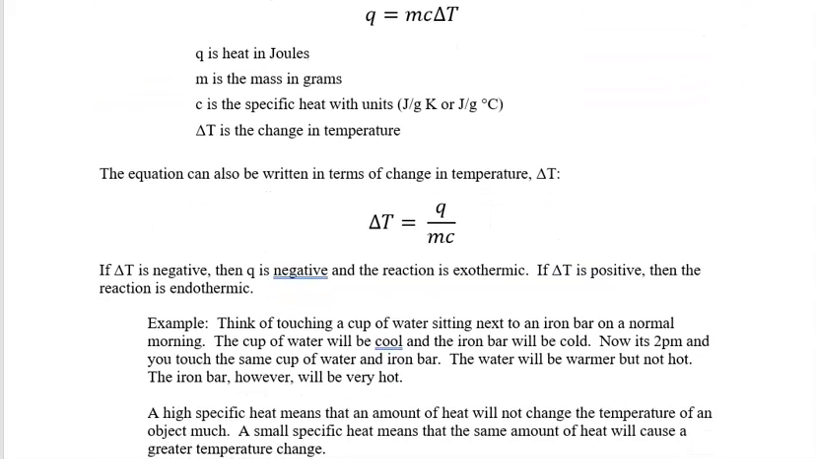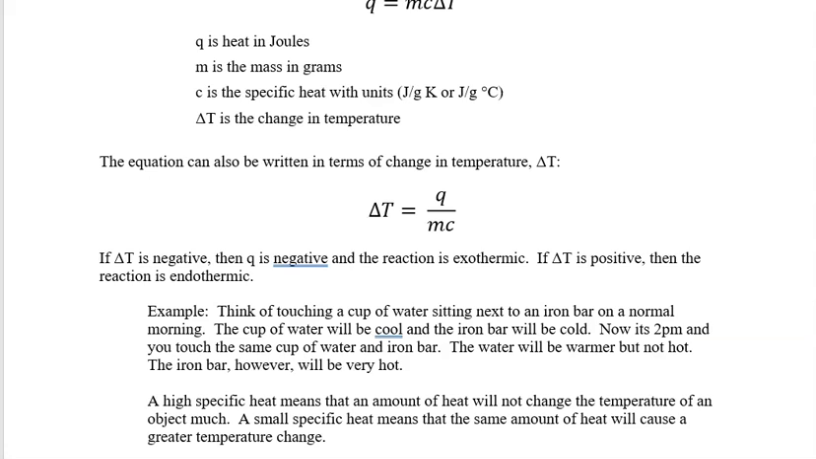So Q is heat in joules, M is mass in grams, C is the specific heat, and it's measured in joules per gram Kelvin or joules per gram centigrade. Again, 1 degree on either of those scales is the same. The delta T is the change in temperature. So you can rearrange that equation. The equation can also be written in terms of change in temperature.